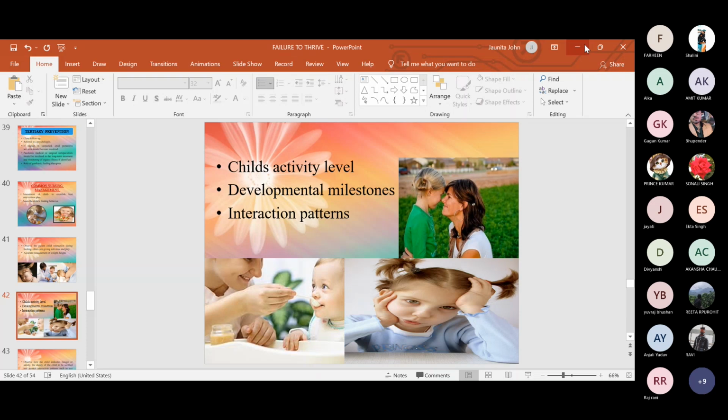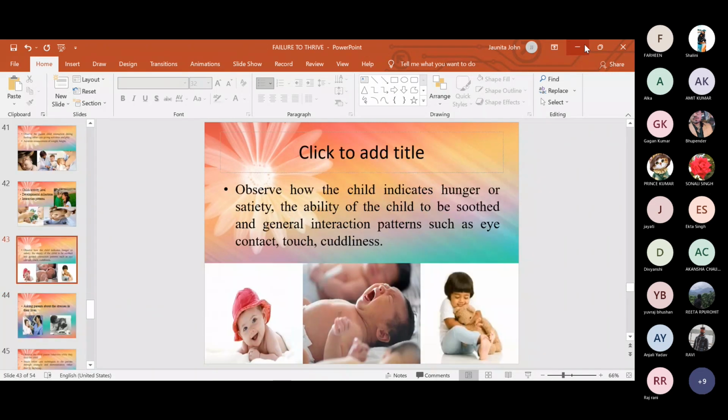Next, under normal common nursing management, the child's activity level. How active is the baby? Whether the baby is not retarded, whether the growth of the baby is very slowed. On interactive patterns and developmental milestones, how much the baby should progress, whether the activities are according to age or not. Then you are supposed to observe how the child indicates any sort of hunger, satiety, or touch, or else you see how the baby will be indicating.